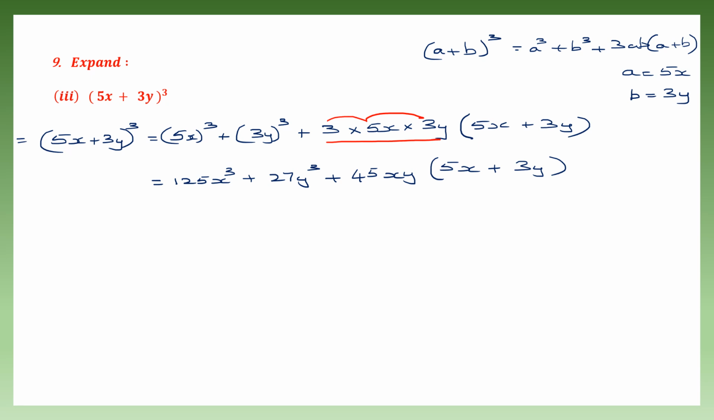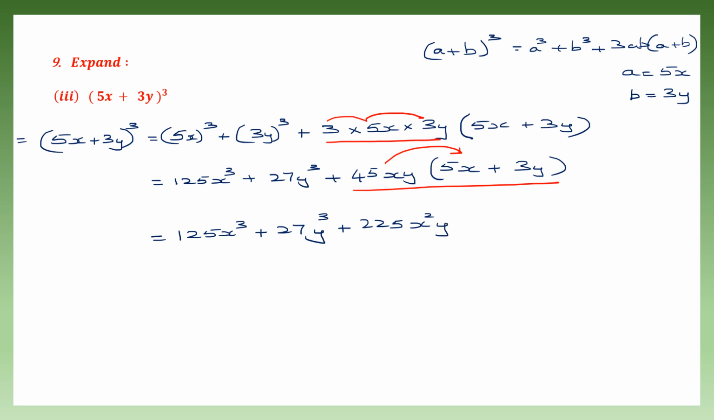So here we have to do the multiplication of this. Okay, so let's simplify this further. So this is 125x cube plus 27y cube plus. Now how do we multiply this? We multiply this and this first. So that will be 45 into 5, that is 225. X into x is x square, and we have y.